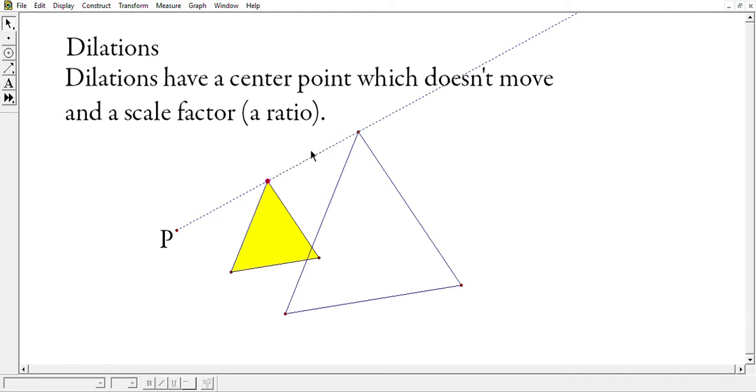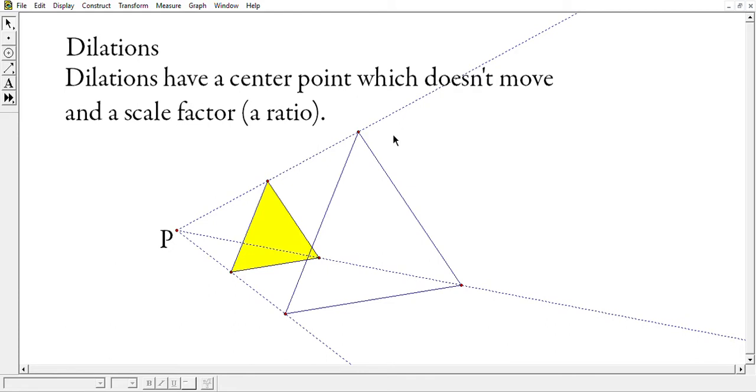This point is now twice as far from P as it used to be. So if this was, say, 5 centimeters, now the point has moved and the image point is 10 centimeters away. It's multiplied by 2. It's a 2-to-1 ratio. And that's true for each of the other points. This point has doubled its distance from P, and this point has doubled its distance from P. So when we do this dilation, each point doubles its distance from P, and the reason we're doubling it is because we chose a 2-to-1 ratio.